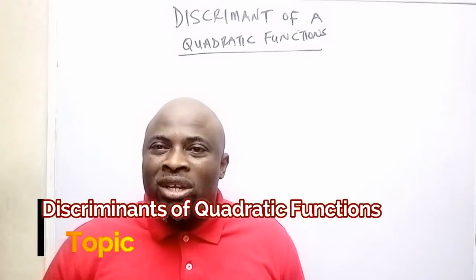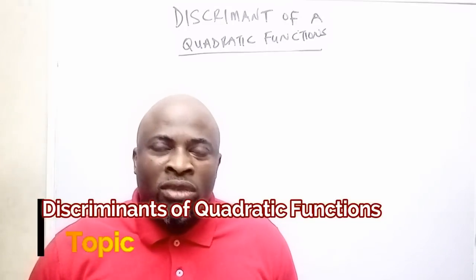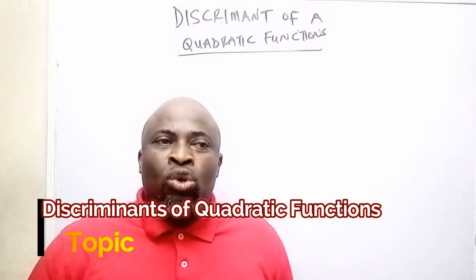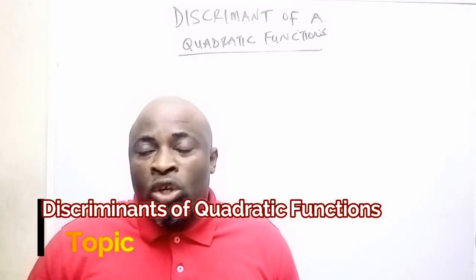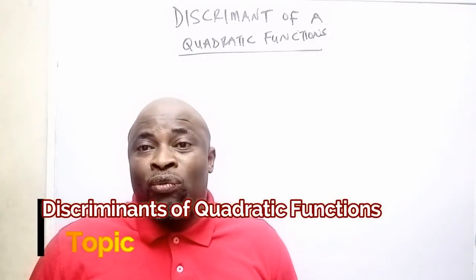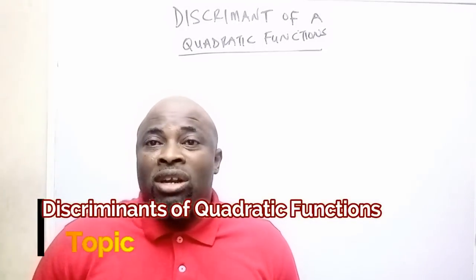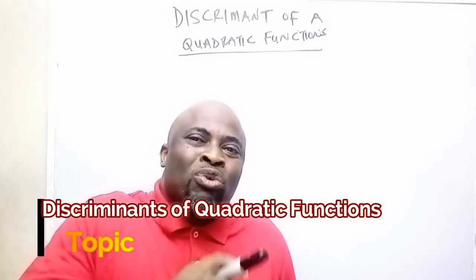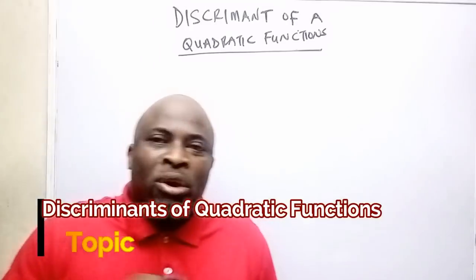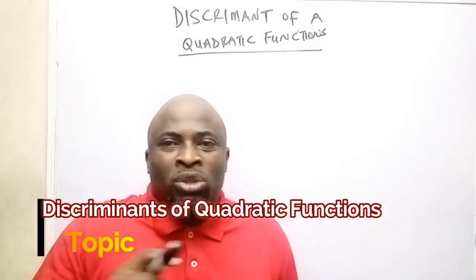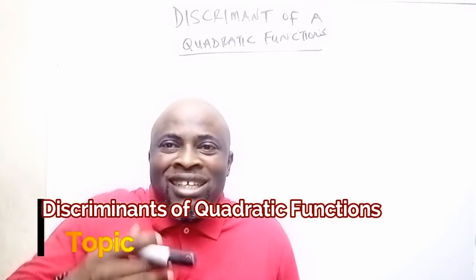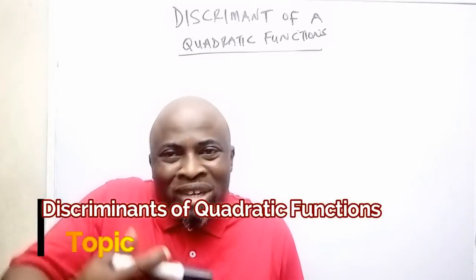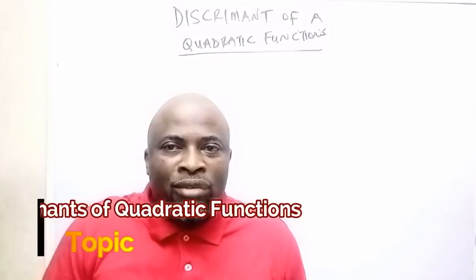Now, discriminant. What is the discriminant of a quadratic function? The function of the discriminant is just for us to know the nature of the roots of any graph you want to sketch under quadratic functions. What are the types of roots? Are we going to have two real roots, one real root, or no real root at all? These are the things we want to know with this discriminant. It tells us the nature of the roots we are going to have in our graphs.